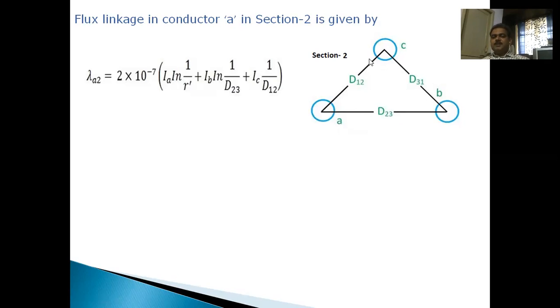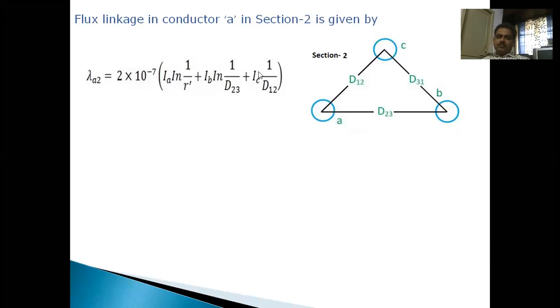The distance between the first conductor and second conductor is D12. The distance between the second conductor and third conductor is D23. But the conductor is changed, the distance is the same. So from here to here it is previously D23, the same distance I have used. So here also we have to substitute ln. The ln term is missing, so kindly note this one: IC ln 1 by D12.